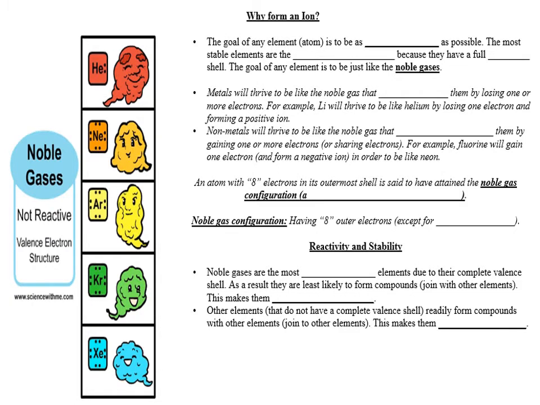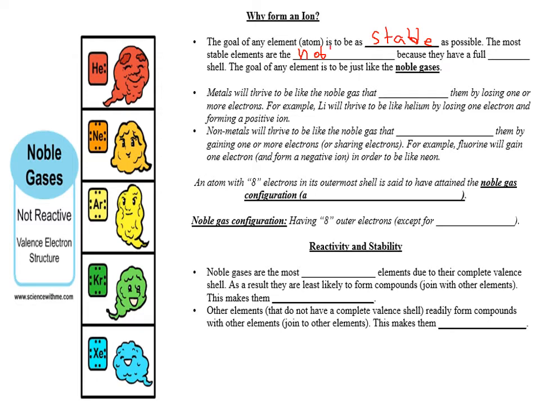So let's go take a look at why elements want to form ions to begin with. Why not just stay neutral? So first you need to know is that the goal of any element or atom is to become as stable as possible, meaning to become unreactive. They don't want to react anymore. They want to basically retire and be happy. So the most stable elements, which you all know now, are in group 18. They're the noble gases.